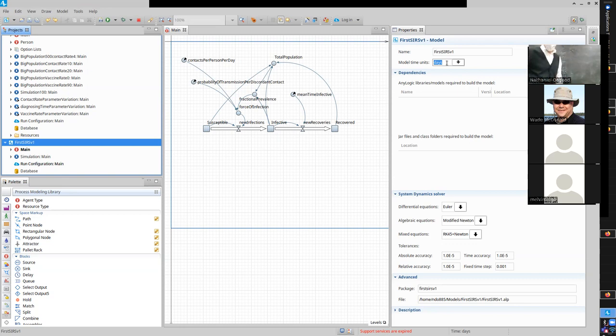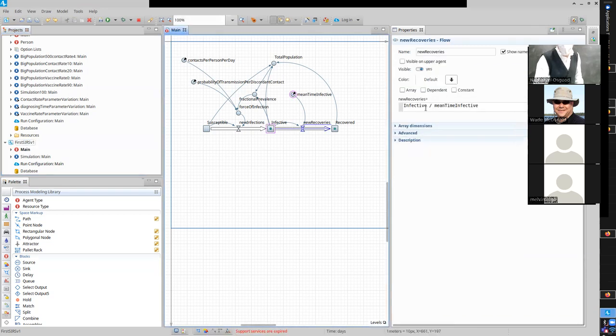So what's the formula for it going to be? Well, we could go look at the formula for this, and we'd see it's infective divided by mean time infective. So how would I write it in terms of these symbols? Infective is what symbol here? The symbol is I, okay? And what's mean time infective? Tau. So it's I divided by tau, right? It has to be.